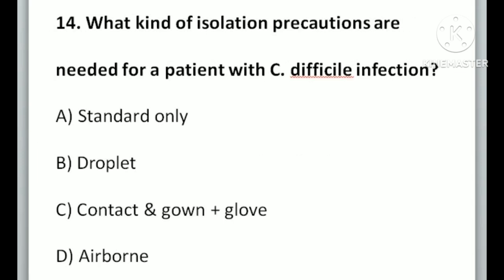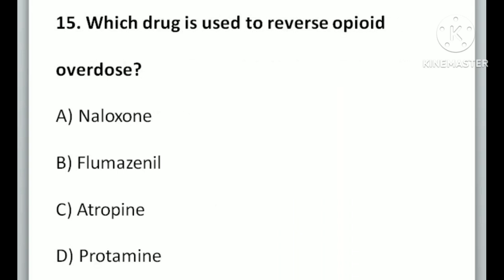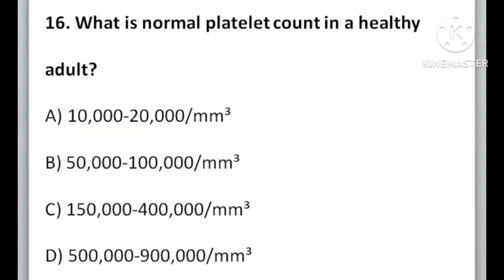14. What kind of isolation precautions are needed for a patient with C. difficile infection? Correct option is C. Contact precautions with gown plus gloves. 15. Which drug is used to reverse opioid overdose? A. Naloxone. B. Flumazenil. Correct option is A. Naloxone.